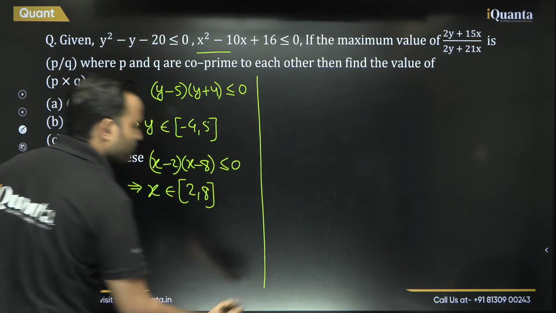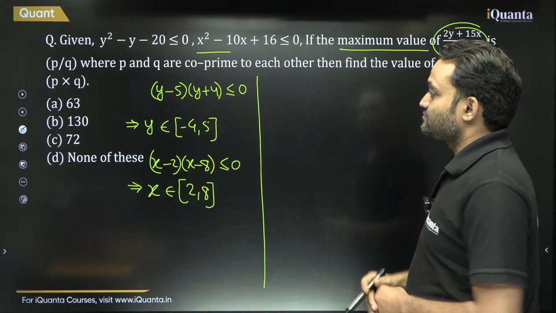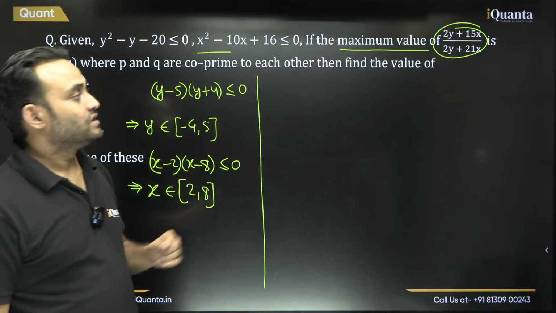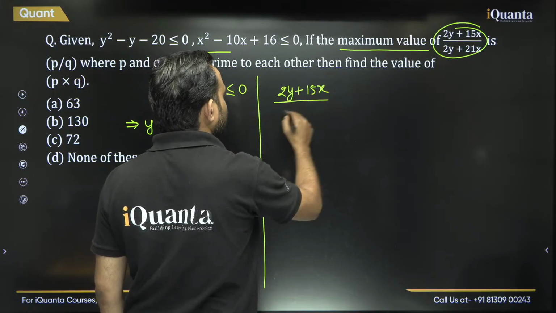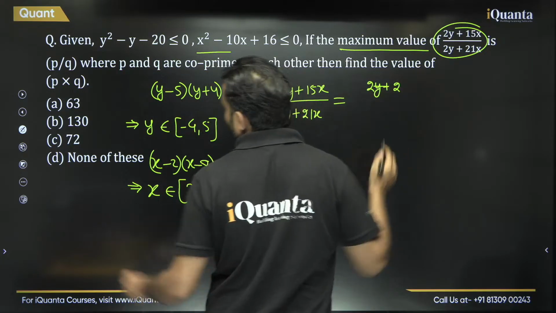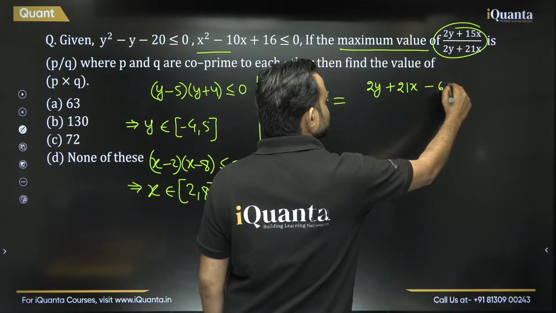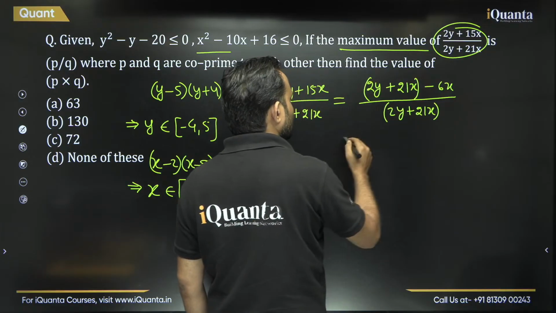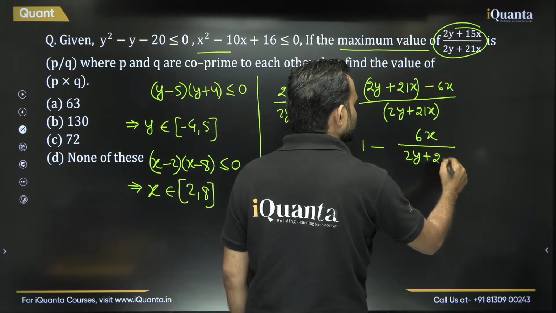So now we have the range of y and we have the range of x. Now we need to find the maximum value of this expression, right? Maximum value of this expression in terms of p by q, where p and q are co-prime to each other, then find the value of. Now can I write this expression 2y plus 15x divided by 2y plus 21x as 2y plus 21x minus 6x divided by 2y plus 21x. Now if I divide, this will become 1 minus 6x divided by 2y plus 21x.